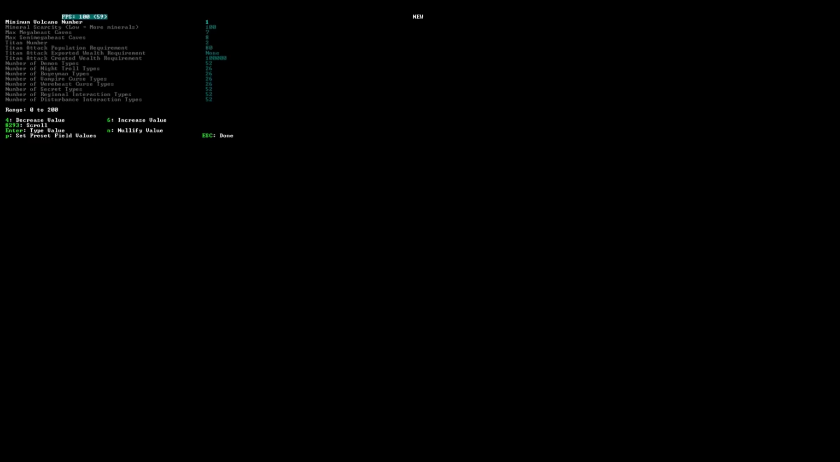Alright. Next, we have the minimum volcano number. This one is my favorite. You can set it all the way up to 200, where it doesn't set the amount of volcanoes, but these are all checks. And if there's less than 200 volcanoes, then it will regenerate a whole new world.